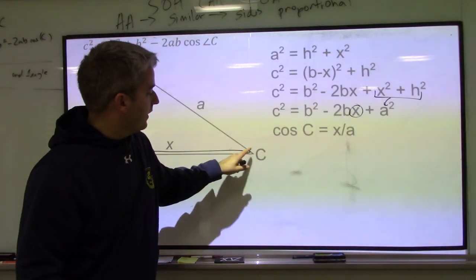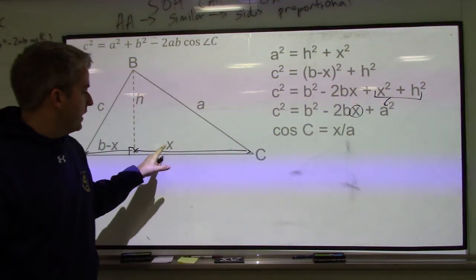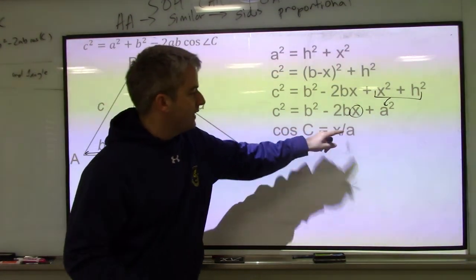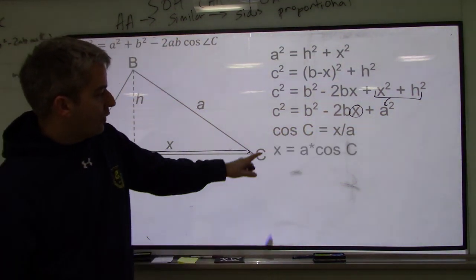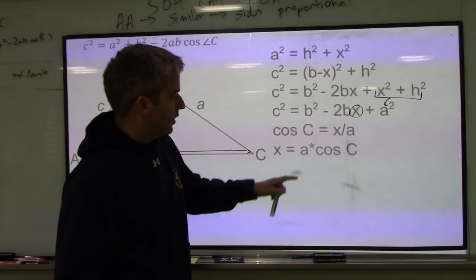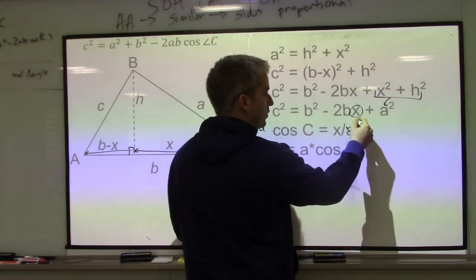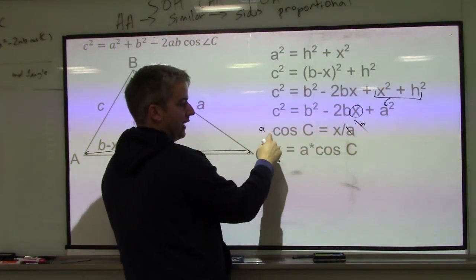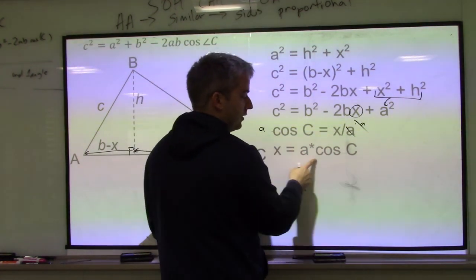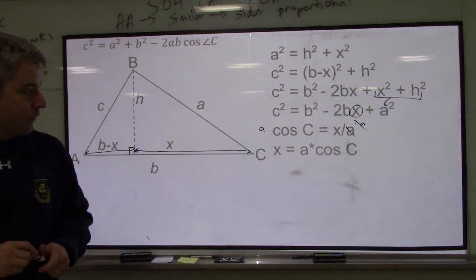We're going to say cosine of c is going to be equal to adjacent over hypotenuse. So cosine of c is x over a. I'm going to solve for x. So x over a, multiply both sides by a, cancel, cancel. X is going to be equal to a times cosine of c, which is what we get there.